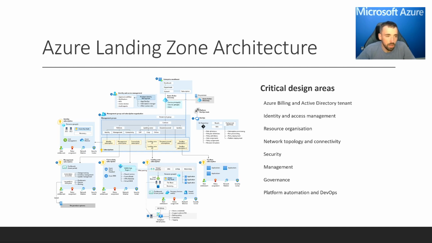So we've got the 8 critical design areas on the right here, and these are Azure Billing and Active Directory tenant, identity and access management, resource organisation, network topology and connectivity, security management, governance, and platform automation and DevOps. So you can see on this diagram here, as part of the resource organisation, we've got in the centre the management group structure, which is the hierarchy of Azure subscriptions, and we have the Azure subscriptions under those management groups.